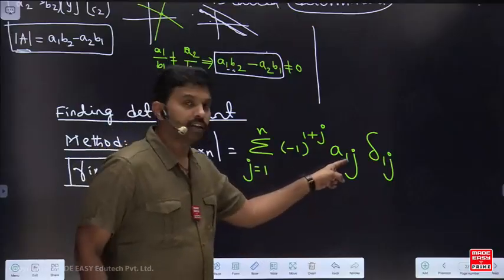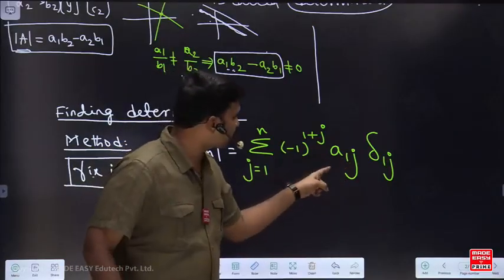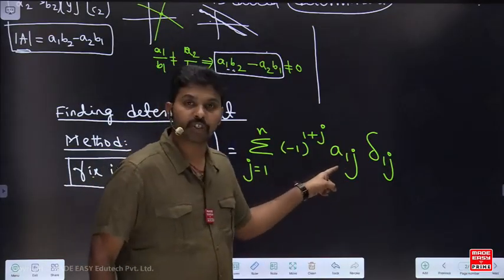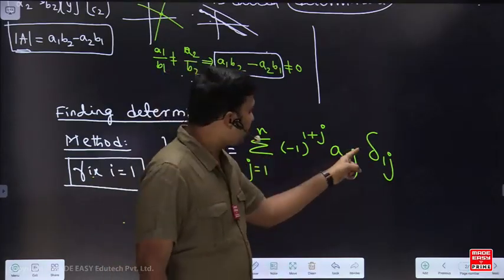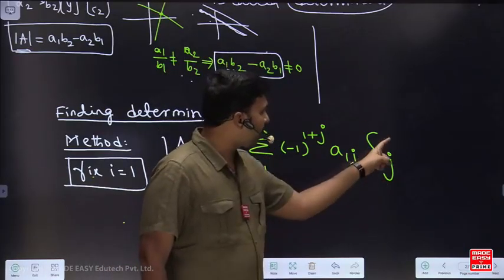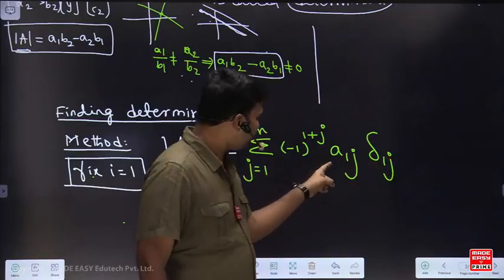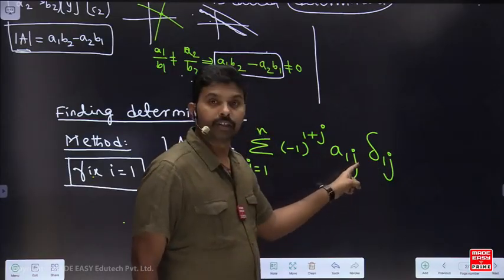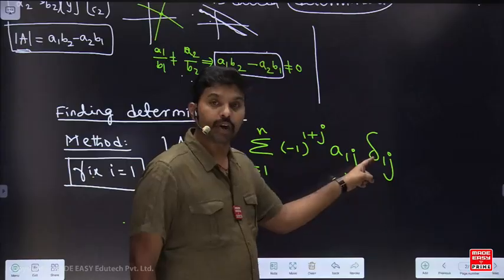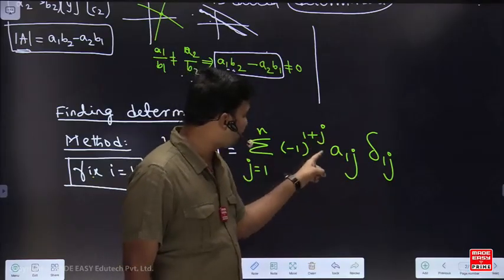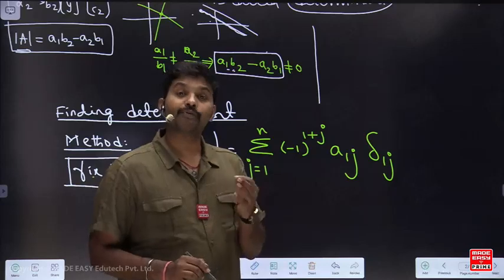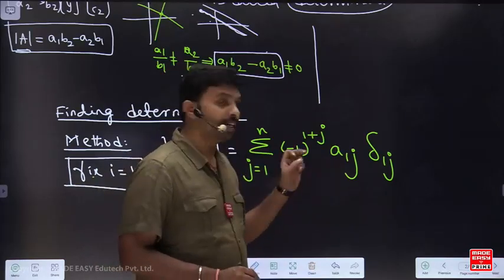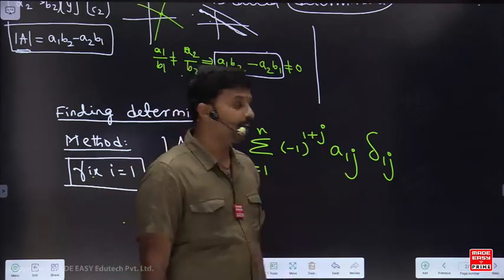Where 1 is nothing but the first row. So this is the first row element, a1j means first row element. What is delta 1j? Delta 1j is understood as the minor of this element here. But now let us see how you find the minor of this element. Okay, I will explain very clearly.